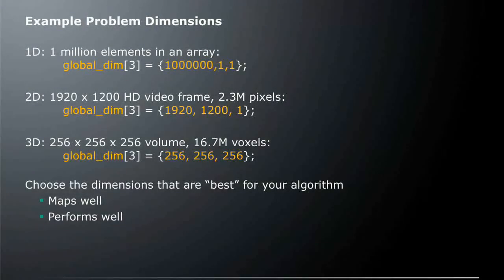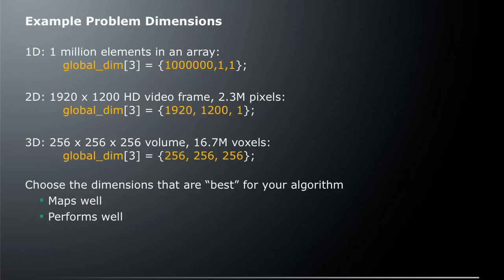Some example problem dimensions. Let's say we wanted to process 1 million elements in an array. In that case, the best choice might be a one-dimensional NDRange domain, so 1 million by 1 by 1. There are other situations. Let's say you're processing an HD video frame, where you might want a 2D domain. In that case, we might do 1920 by 1200 by 1. And it just so happens that when we're processing images, that's the best domain we want to use.